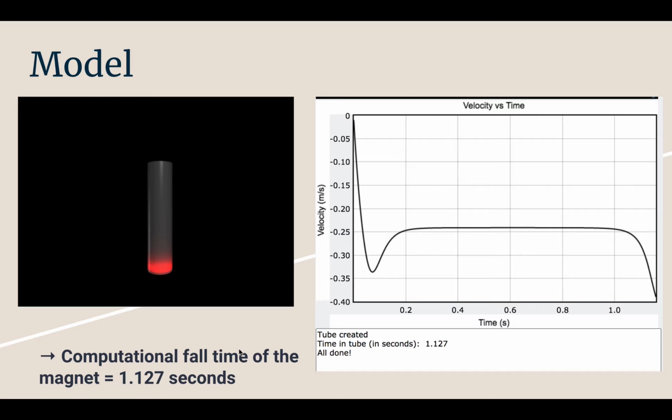So this is the result when my code was run. The computational fall time of the magnet was calculated to be 1.127 seconds, which is slightly quicker than the experimental time which I had calculated. Over here you can see the model of the vertical aluminum foil with the bar magnet at the bottom of the tube, and then this shows a velocity versus time graph for the magnet, and then my print statements are down here, which shows the computational fall time of 1.127 seconds.